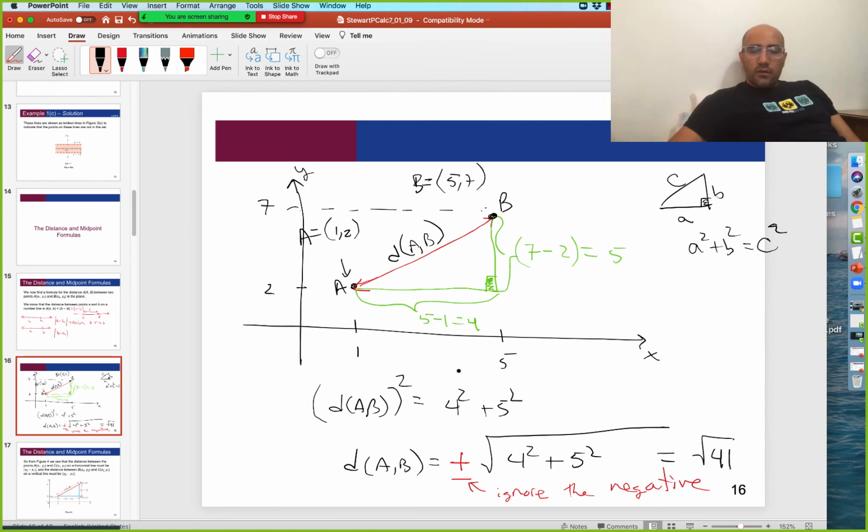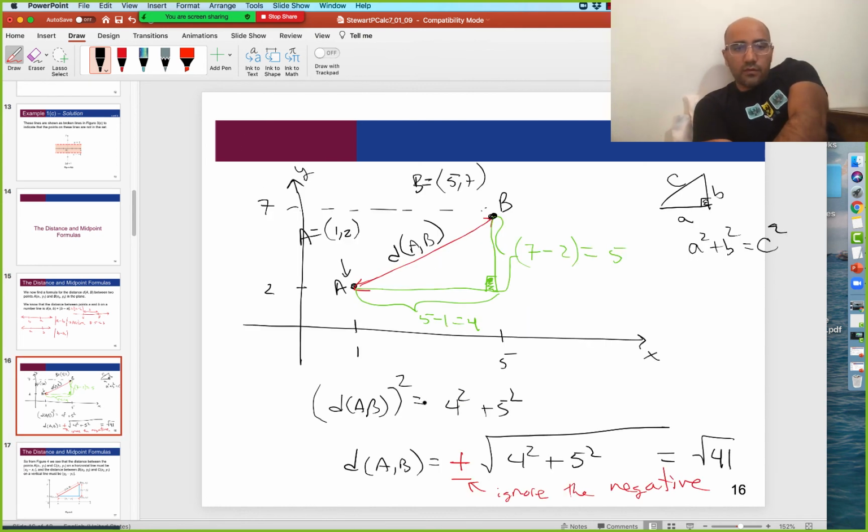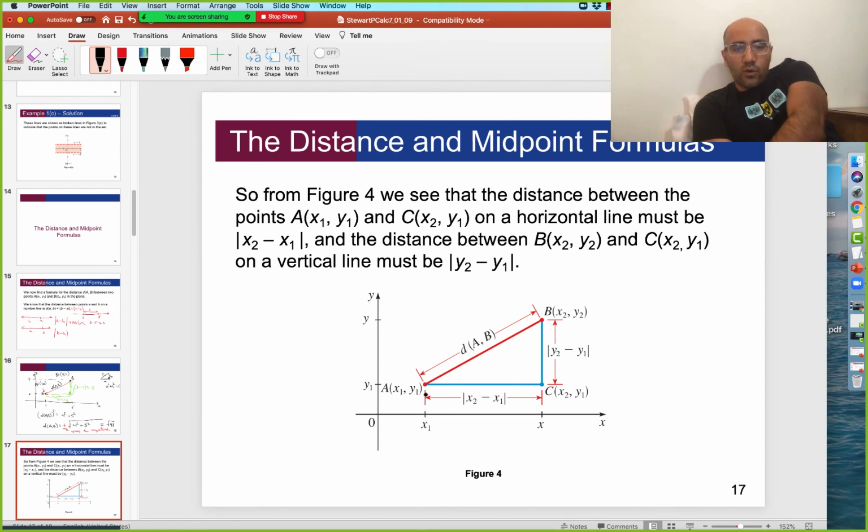Good. Okay, so now we want to recreate the same thing in general, just using a bunch of letters. So we've got point A, we've got point B. Point A is some x sub 1, y sub 1, right? Instead of having the specific numbers 1 and 2, we just have x sub 1, y sub 1. And we have some other point over here, x sub 2, y sub 2, point B.